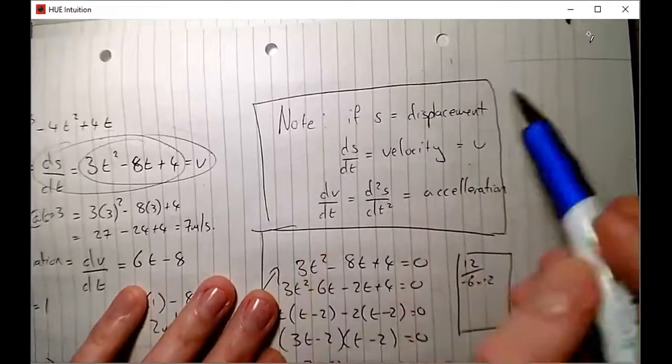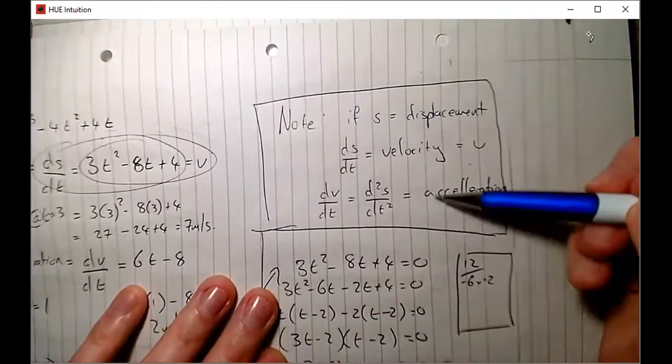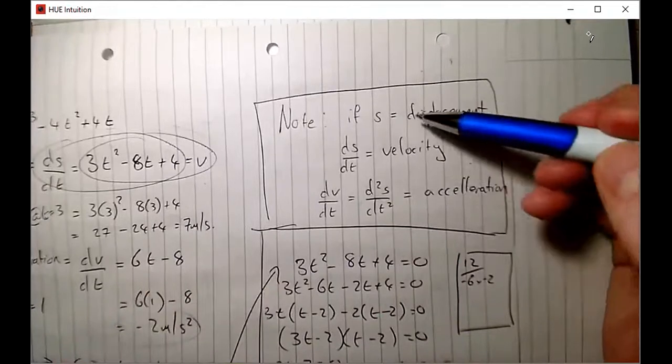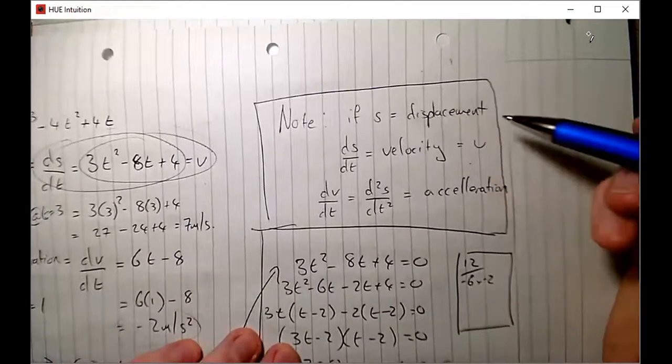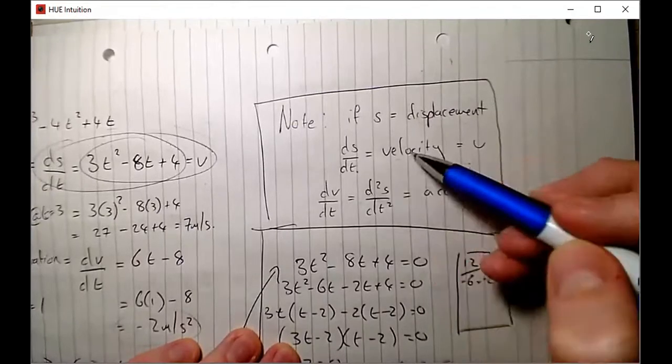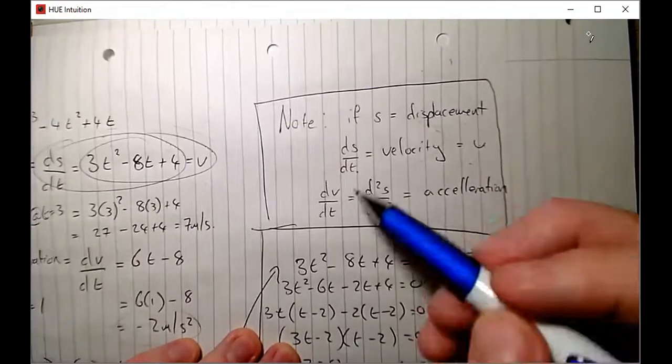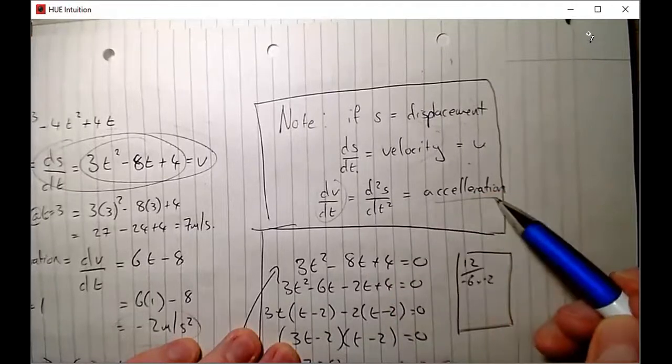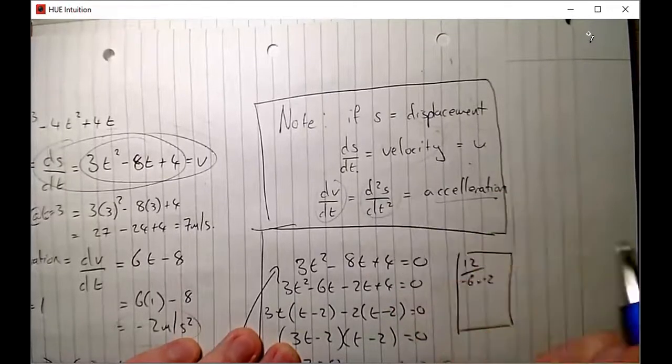Okay, this comes up in a lot of these problems in this section and in papers as well. If s represents displacement or distance traveled, ds/dt, the rate of change of that distance, is the velocity. If you call that v, then the rate of change of velocity is acceleration. That can also be thought of as the second derivative.